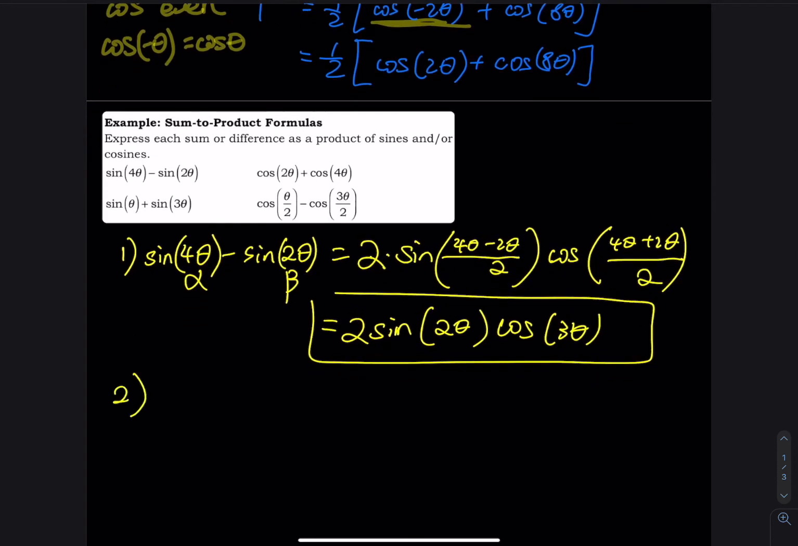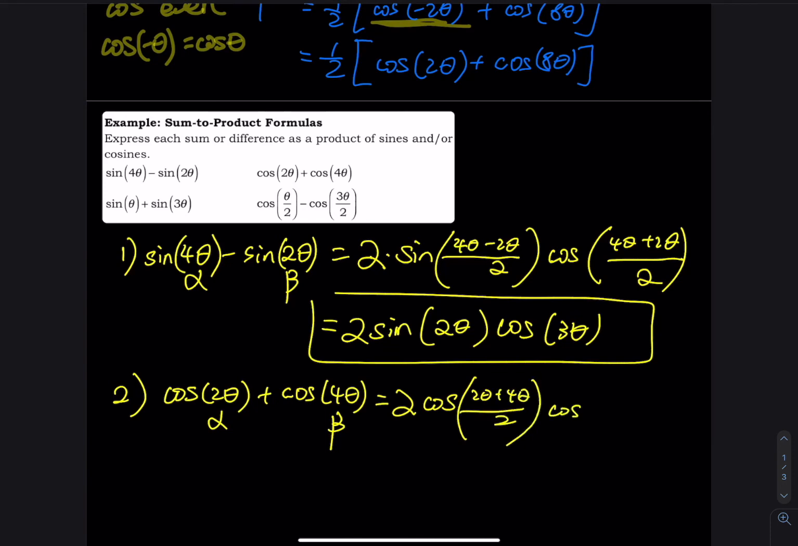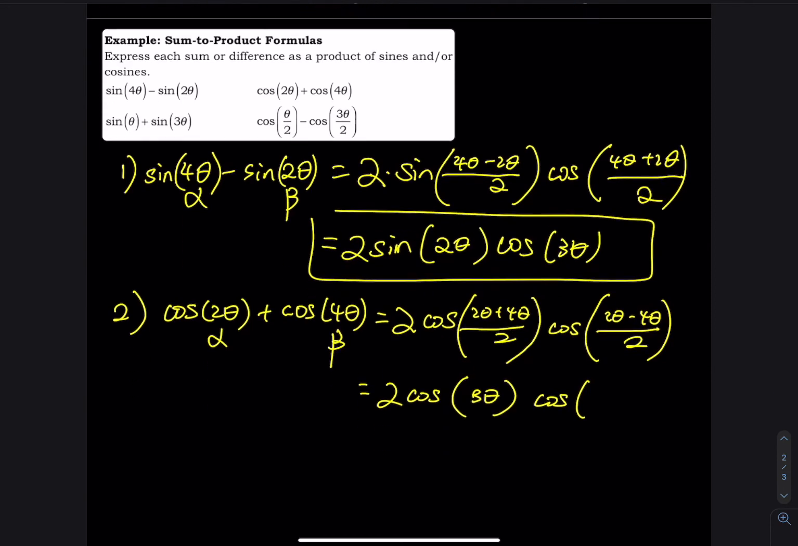And then number 2, you have cosine of 2 theta plus cosine of 4 theta. This is my alpha, this is my beta. Check the formula. You have to use 2 cosine. Which one? Alpha plus beta. So you have (2 theta plus 4 theta) divided by 2, and then cosine of alpha minus beta, that is (2 theta minus 4 theta) divided by 2. So this is 2 cosine, 6 divided by 2 is 3, and then cosine, we got a negative right here. -2 divided by 2 is negative theta.